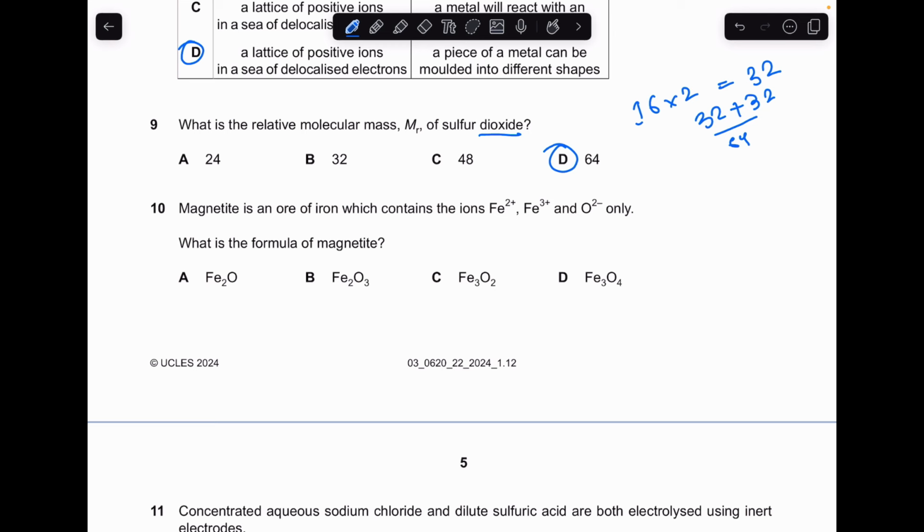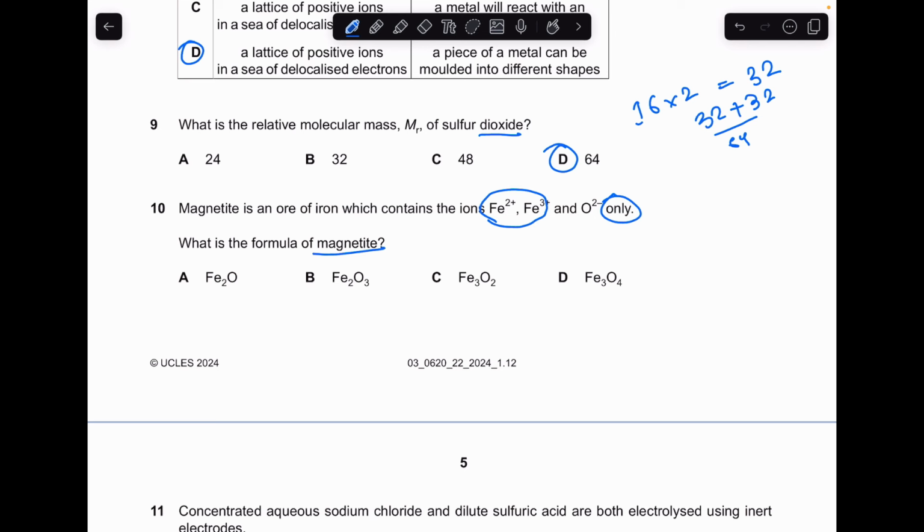Question number 10. Magnetite is an ore of iron which contains the ions Fe2+ and Fe3+ and oxygen O2- only. So only these three. What is the formula of magnetite? This is a tricky question. You have to include both of these ions in your formula. It cannot be only one of them because they are telling you it contains both.